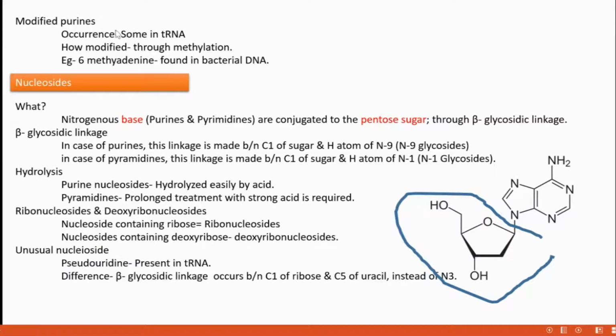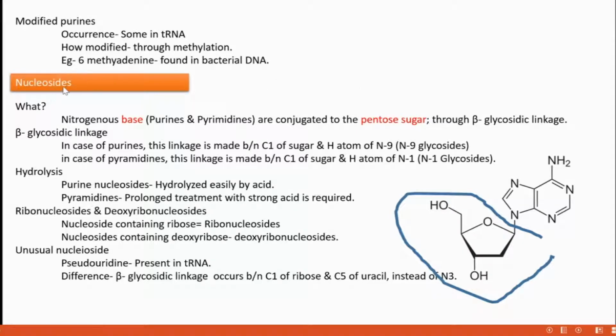Then modified purines. Some modified purines we can find in tRNA. And how are those modified forms forming? Through methylation, by the addition of a methyl group, these modified purines are obtained. An example of such a modified purine is 6-methyl adenine. It is found in bacterial DNA.